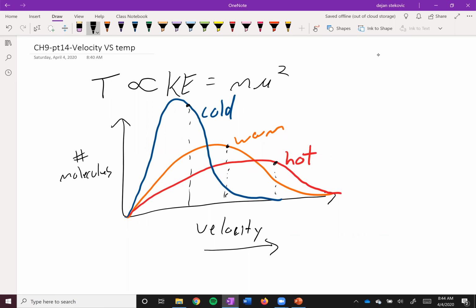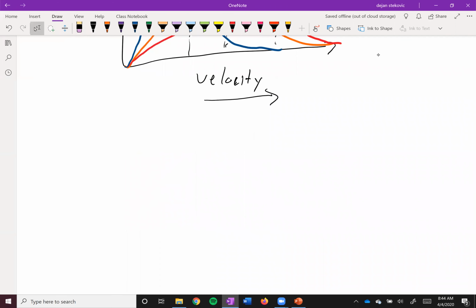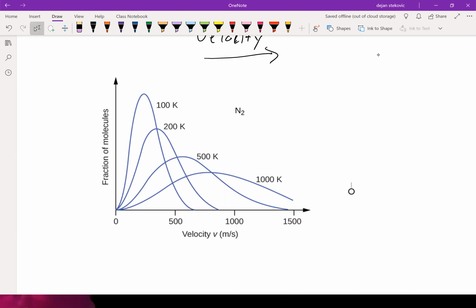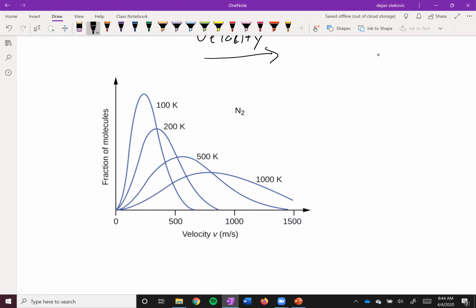So if you're shown one of these plots with these three lines through it, be able to identify which one's hotter, which one's colder. And this picture shows the same thing. You can see here we're cold, here we're hot. When cold, we're less flat, more poking up, and you can see the average is at a lower speed. So as you get hotter, the curve flattens out.